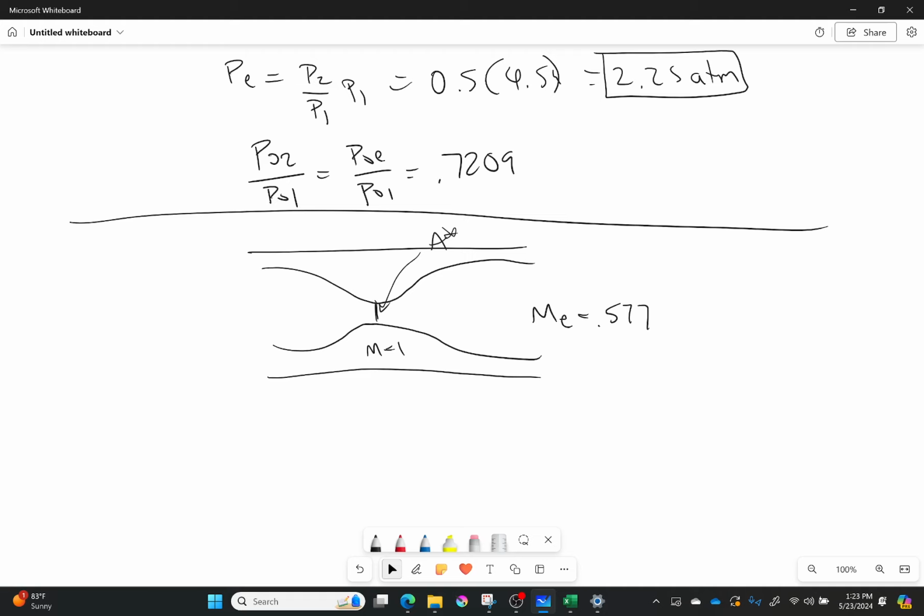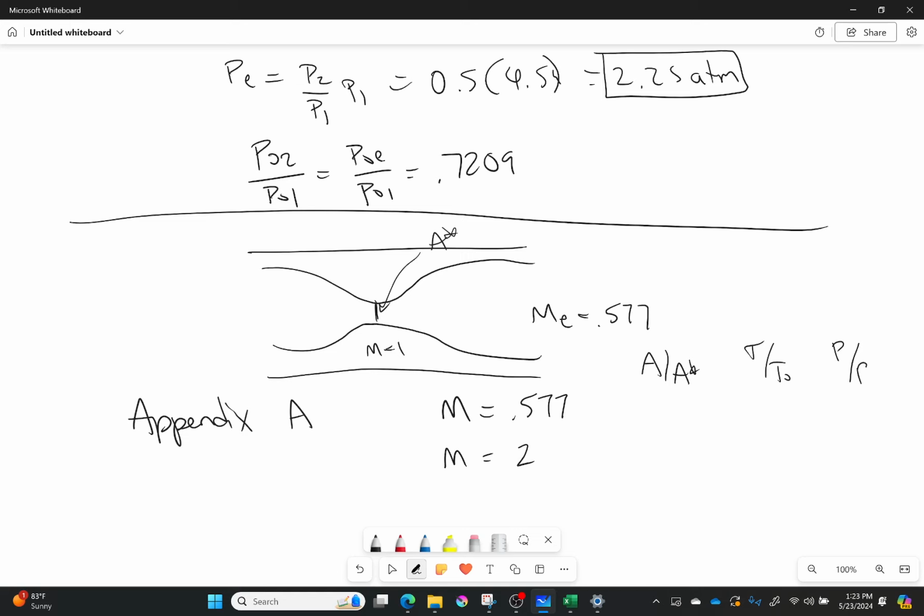Okay, so that looks pretty good there. I think we're good. So what we're going to have to do is go to Appendix A now. And we're going to find out all the stuff we need from that appendix, okay? Appendix A, because this is entirely isentropic. So we're going to go for a Mach number which is equal to 0.577. We're also going to go for a Mach number that's equal to 2. And we're going to find out the properties for A over A star, as well as T over T naught, and P over P naught. So let's go over there and find them out.